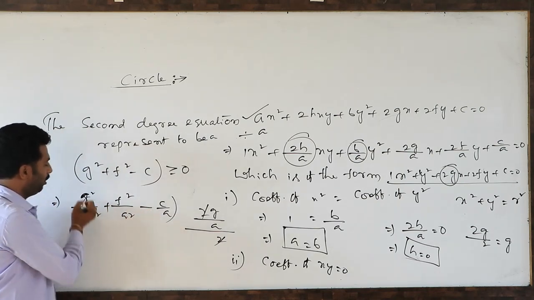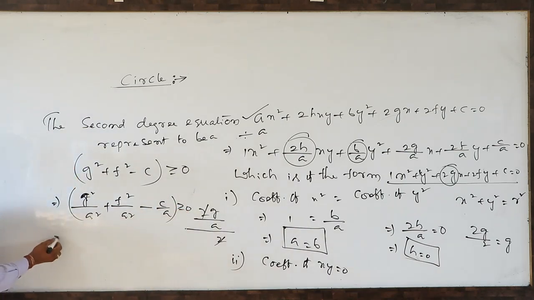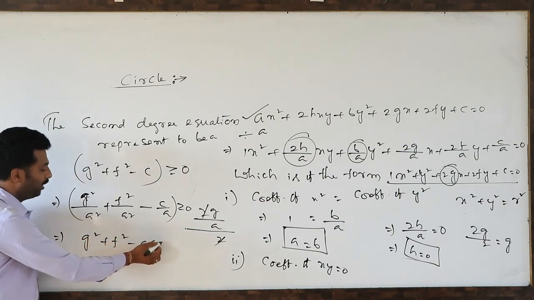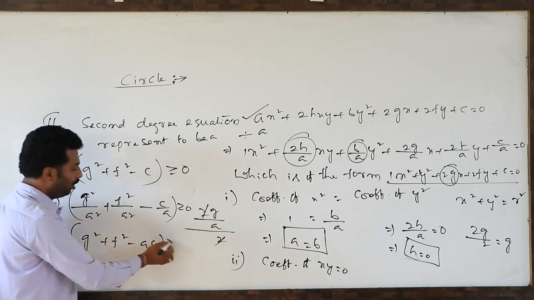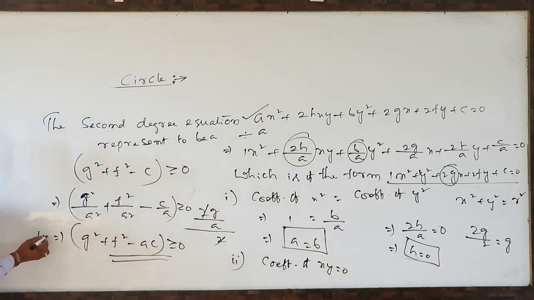Similarly, the constant term, that is greater than or equal to 0. If I take LCM a square, what will you get? That is g square plus f square minus ac, this whole term greater than or equal to 0. This is the third condition.